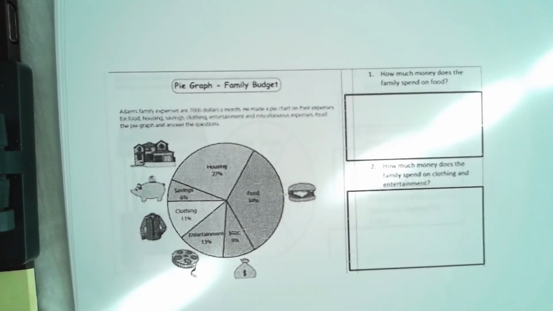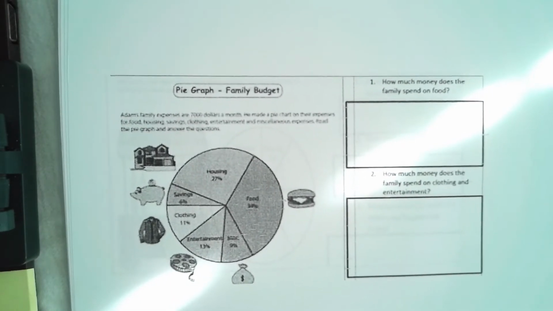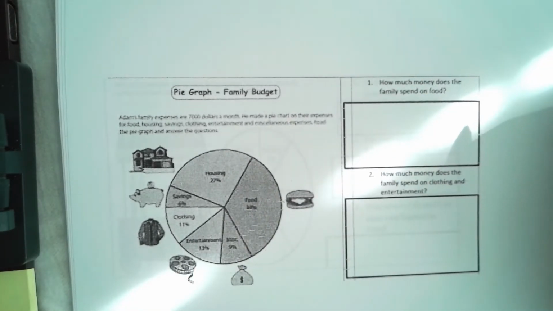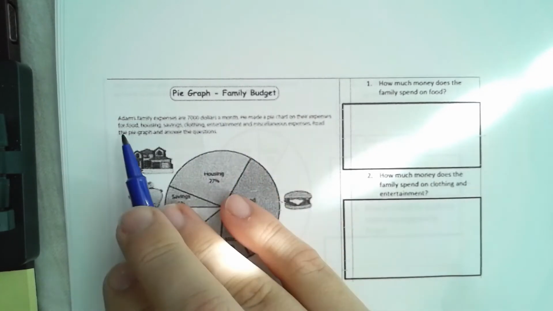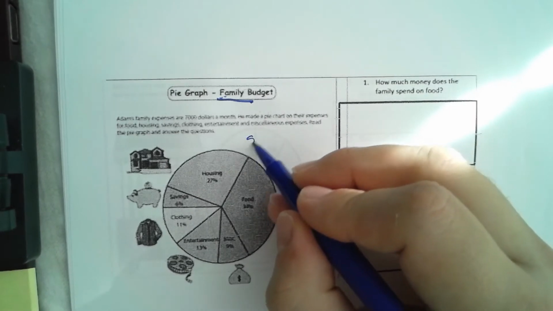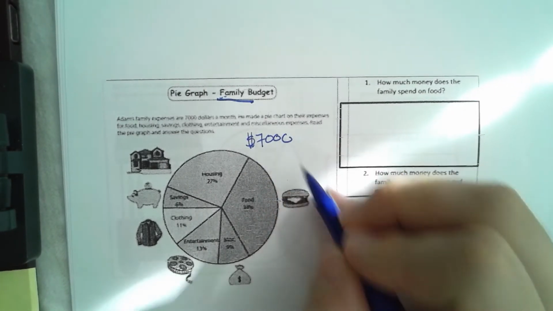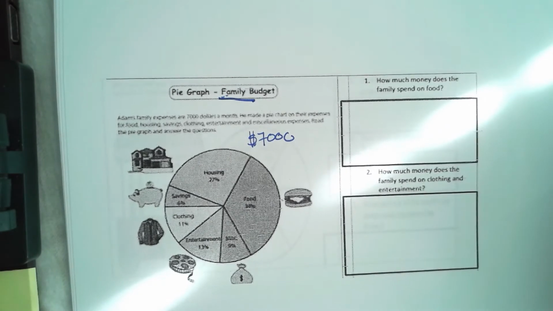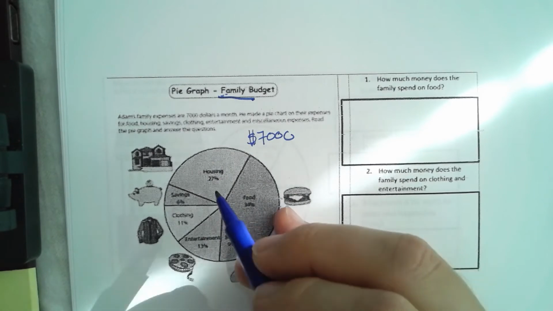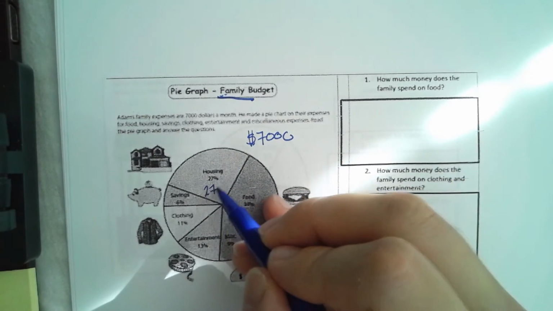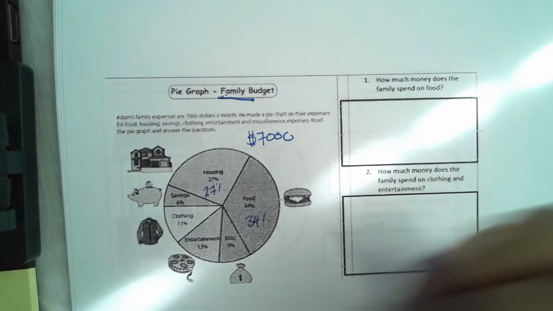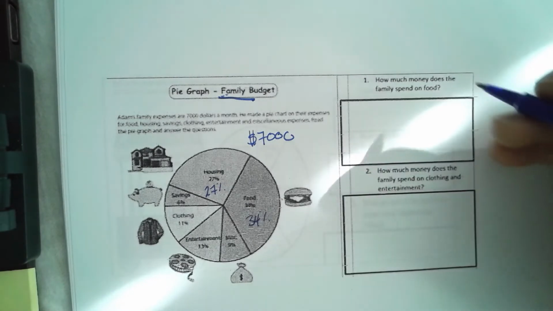Alright, so hopefully that helps you understand simple interest. Now we can spend a little bit of time with proportions. So here's a pie graph, and it's hard to read, but there's a family, and they spend $7,000 a month. And this tells you how much they spend on everything. Housing is 27%, food is 34%. Let's answer these questions.